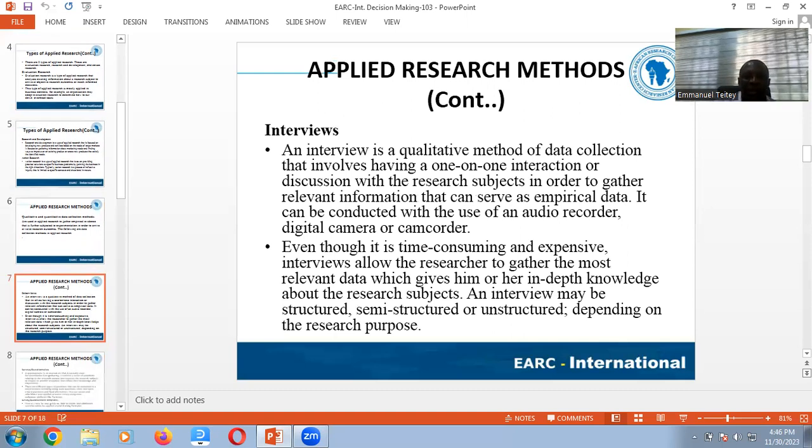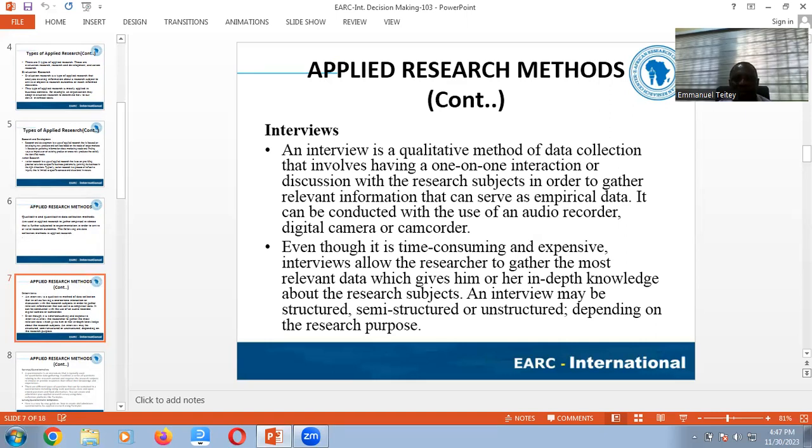Interviews. Applied research continuing. An interview is a qualitative method of data collection that involves having one-on-one interaction or discussion with the research subject in order to gather relevant information that can serve as empirical data. It can be conducted with the use of an audio recorder, digital camera, or camcorder.